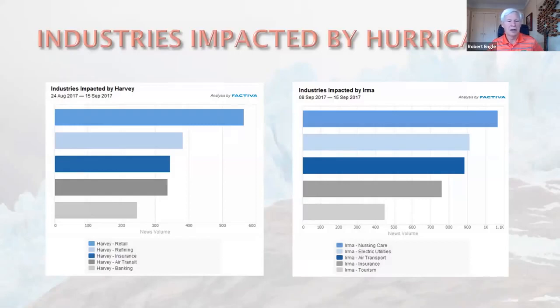This is just a little chart that shows you how complicated it would be. If you look at two hurricanes in 2017, Harvey had its biggest impact in retail, then refining, insurance, air transit, and banking, according to an analysis by Factiva. Irma, which was the same year, had its biggest impact on nursing care, electric utilities, air transport, insurance, and tourism. So even two different hurricanes hitting similar locations in the US seem to have different industry characteristics. It's a tough thing to try to price physical risk.